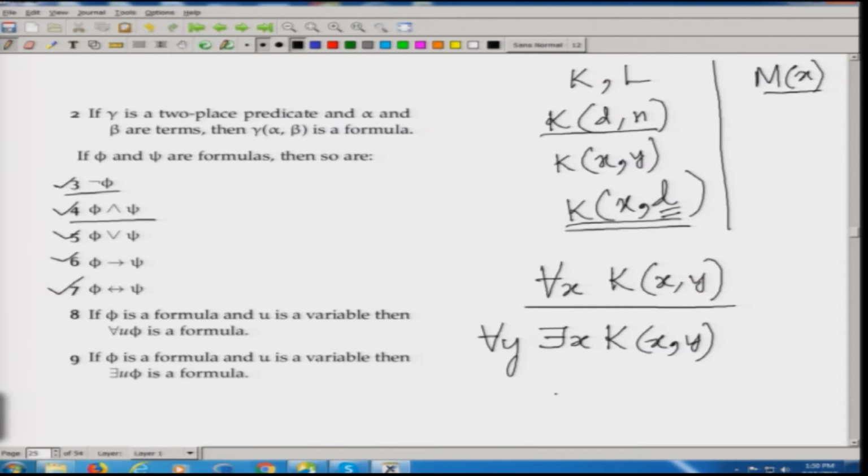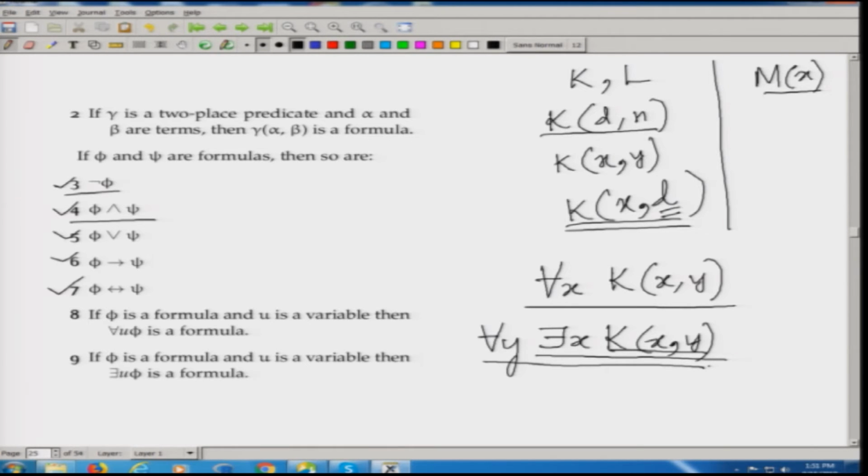So all these are formulae, because of this much. So this first, this is a formula. Because this is a formula, this too is a formula. So we can have all these varieties by using the syntactic rules we have here.